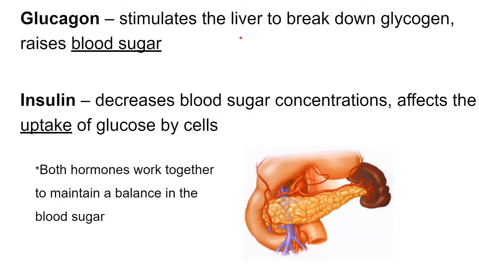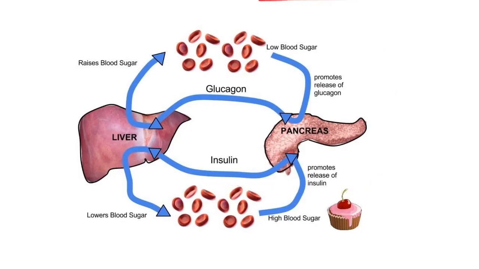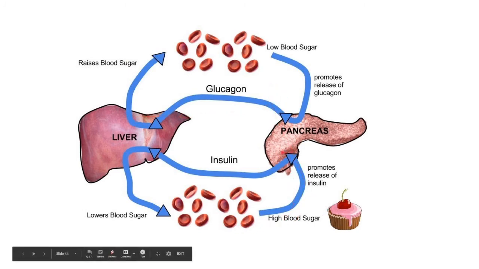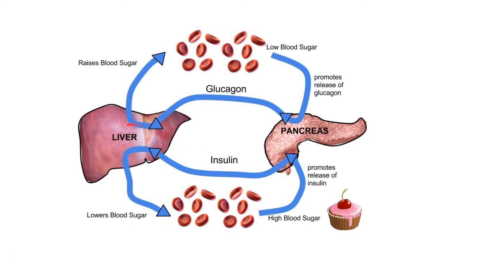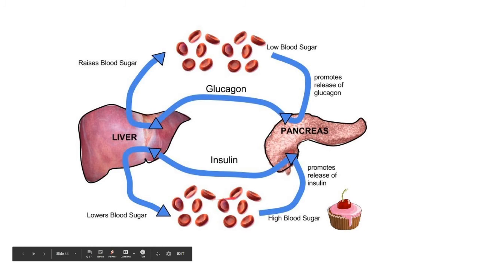Glucagon stimulates the liver to break down glycogen and raises your blood sugar. Insulin decreases blood sugar concentrations and affects the uptake of glucose by the cells. Both hormones have to work together to maintain that balance. So once again, here's that image. You eat something, you have too much, your pancreas releases insulin, and then the liver either takes up the blood sugar or you release it in urine and it gets back to a normal level.